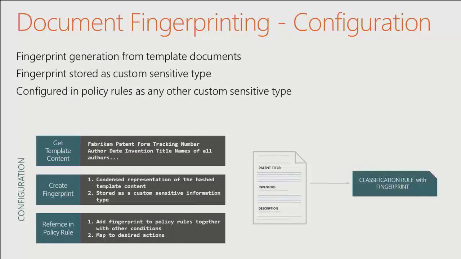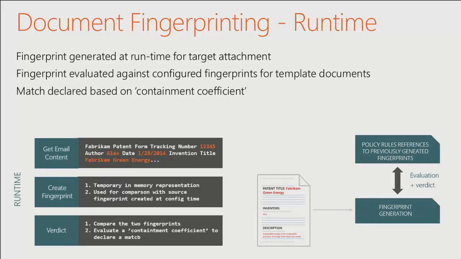So there's really two parts to document fingerprinting. One is configuration, where you take the fingerprint data or the template, generate a fingerprint from it, and then configure that fingerprint as something that matches in the policy rule. And that enables detection of that fingerprint, very much like credit cards or any of the other entities we saw before. From a runtime perspective, as the messages flow through the system, we will generate the fingerprints of the messages and the attachments, and then compare how those message fingerprints match with the fingerprints specified in our configuration.